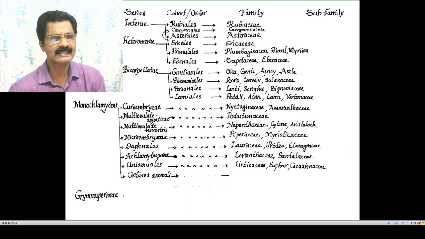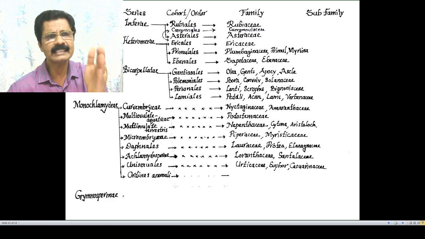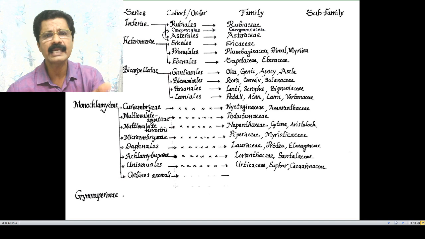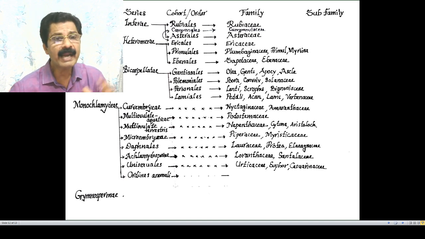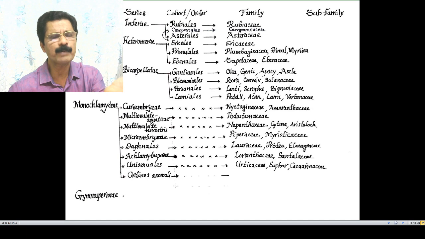Heteromerae: Ericales, Primulales and Ebenales. Heteromerae have three cohorts or orders. Ericales: Ericaceae. Primulales: Plumbaginaceae, Myrsinaceae. Ebenales: Sapotaceae, Ebenaceae. Then Bicarpellatae, with two carpels, have four orders. Gentianales: Oleaceae, Gentianaceae, Apocynaceae, Asclepiadaceae.